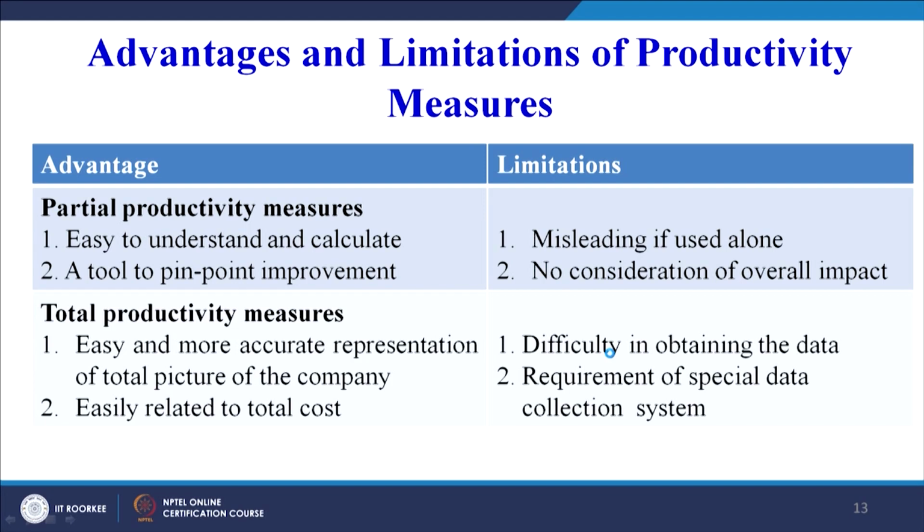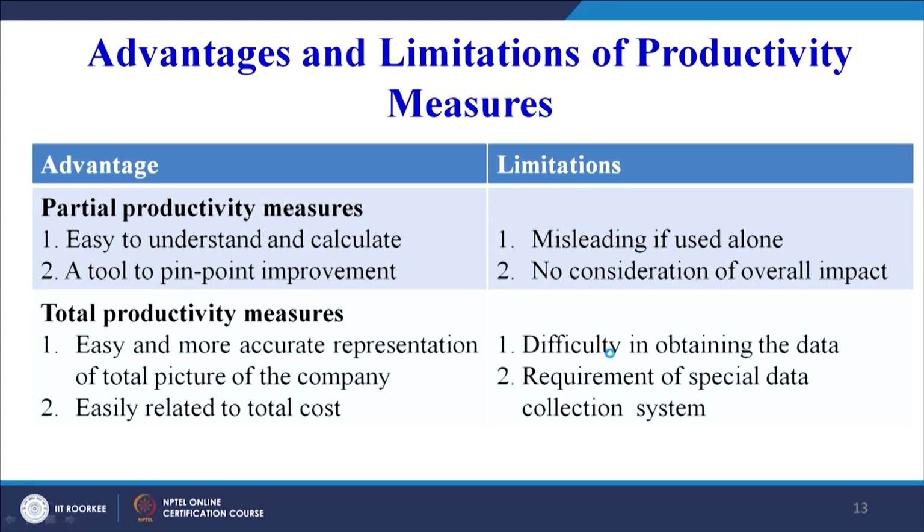So partial productivity measure is easy to understand and calculate. We only have to quantify, to objectively represent, one of the inputs and then try to relate it to the output produced or the net output produced. So it is easy to understand and calculate, and it is a tool to pinpoint the improvement. We can see how we are doing from the labor productivity point of view, whether we need to pull our socks up, whether we need to work hard, whether we need to pinpoint the problem areas so that our labor productivity improves, because we are taking only one input in the overall productivity measurement.